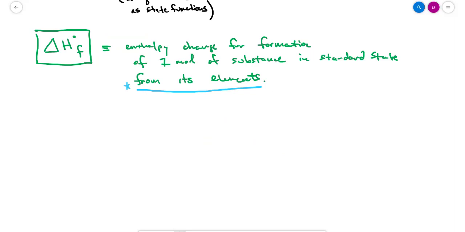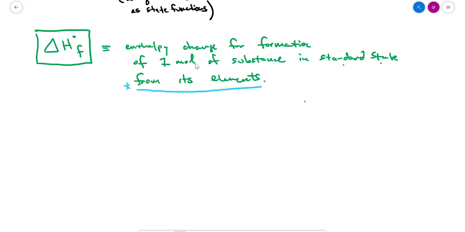So the heat of formation of a substance is actually pretty straightforward. We denote that as delta H sub f. So this is the heat of formation. And it's the enthalpy change for the formation of 1 mole of a substance in the standard state. But the key here, underlined in blue, is from its elements. And so it's a hypothetical reaction. It doesn't have to be experimentally true, but we could write out a balanced chemical reaction for a molecule from its elements, from the basic elements on the periodic table, and we could assign a particular energy for that. That's what the heat of formation is.